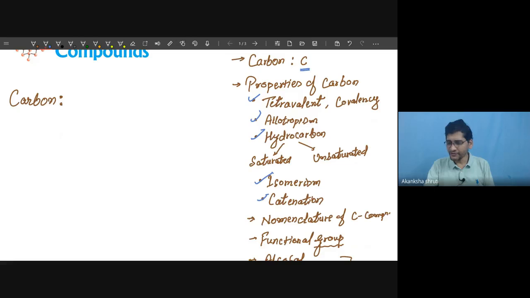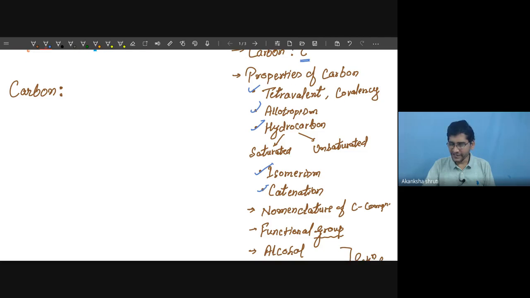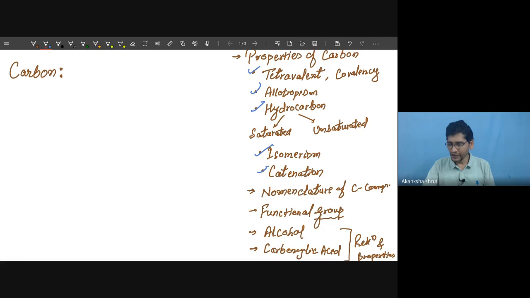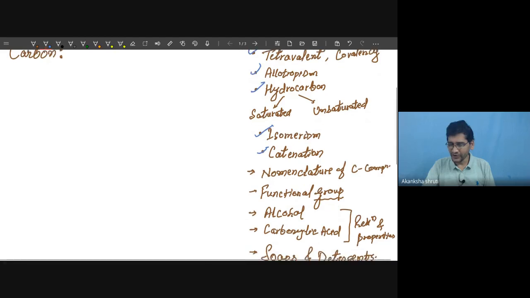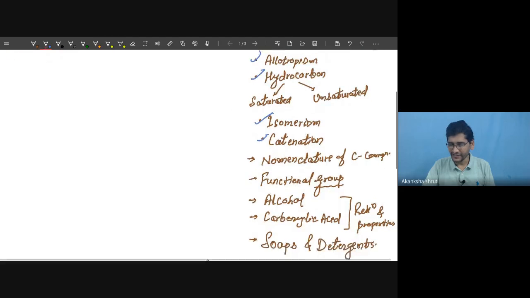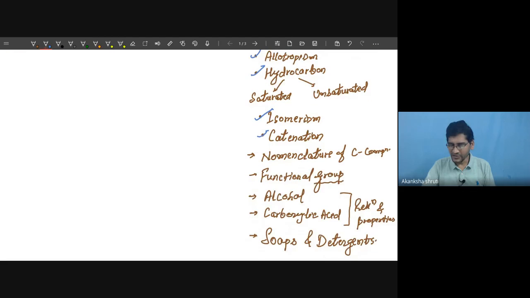Then whatever the compounds formed, how they are named. So nomenclature of compounds we will learn. Then we will learn the functional group. The two important functional groups and their reactions we have to learn. First one is alcohol and the other one is the carboxylic acid. And the last topic of this chapter is soap and detergent.